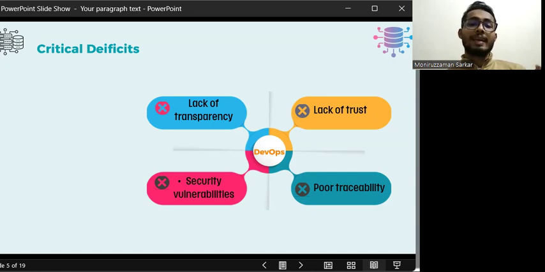Poor traceability means, in this case, different workers work in different locations. So if any change occurs, other workers don't know when the change actually occurred, and by which worker it was made.